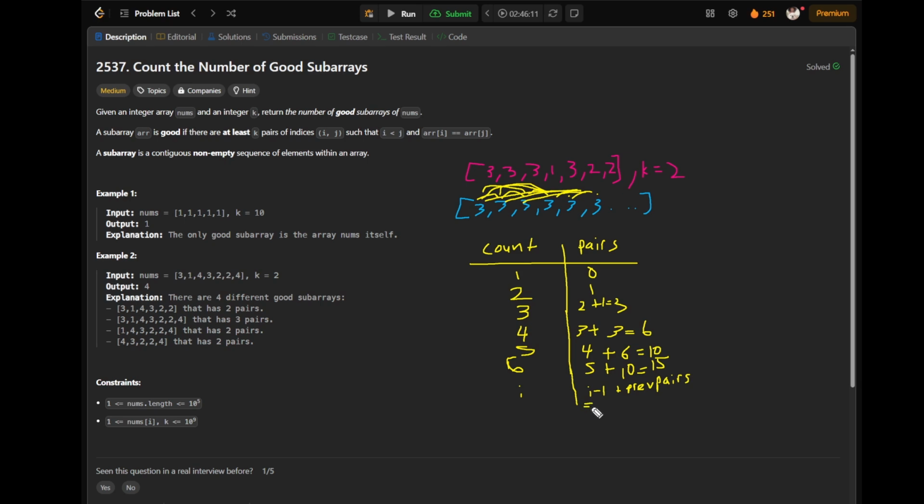And this is the same as the previous count plus the pre-pairs. So for example, when we go from 5 to 6, the pairs for 6 is equal to prev count, which is 5, plus the previous pairs, which is 10, and this is 15.